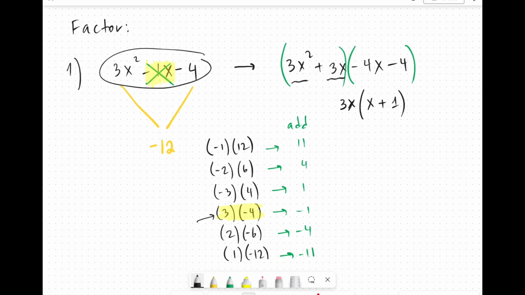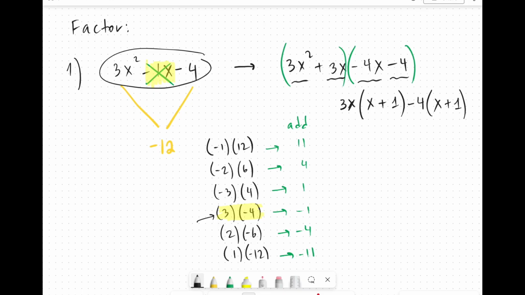For the second group, the GCF will be 4, but since the first and the second terms are both negative, I will be taking out a negative 4. And if you divide negative 4x by negative 4, it's x. And if you divide negative 4 by negative 4, it's positive 1.